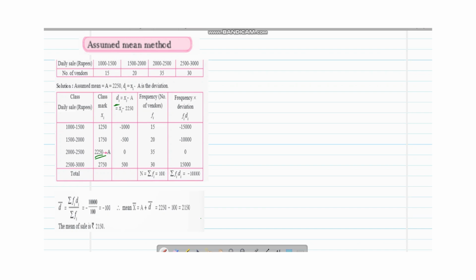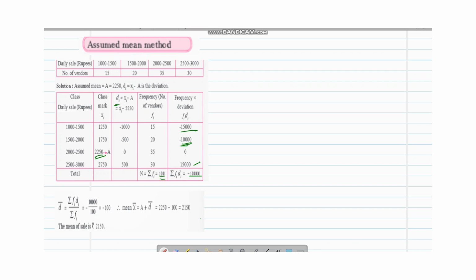1250, 2250, so 2250 is greater. So if we subtract 1250 minus 2250, answer will be negative. We will get the negative terms. Then we will multiply 15 by negative 1000. That will be minus 15,000. Minus 500 multiplied by 20, minus 10,000. 0 multiplied by 35, 0. 500 multiplied by 30, 15,000. Now, see, this is negative, this is positive. So, negative, positive, same terms are there, 0. 0 plus negative 10,000. Answer will be negative 10,000.